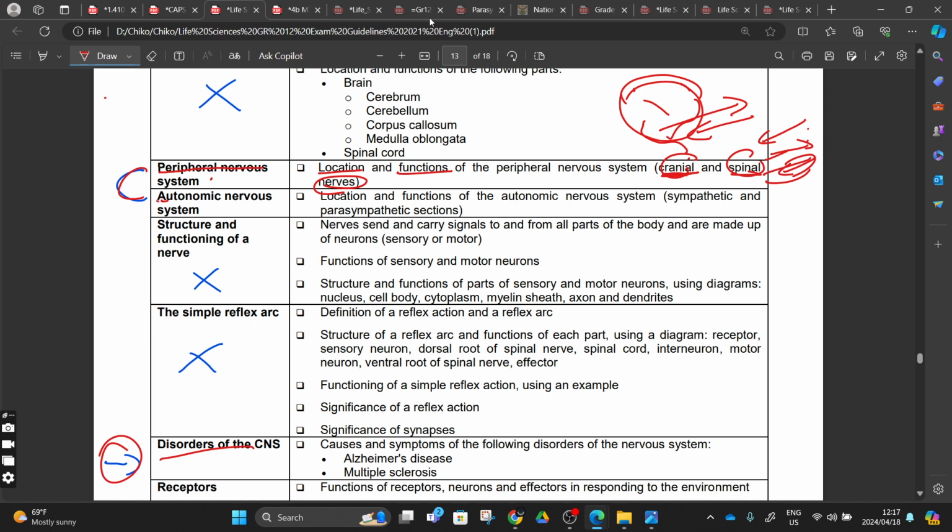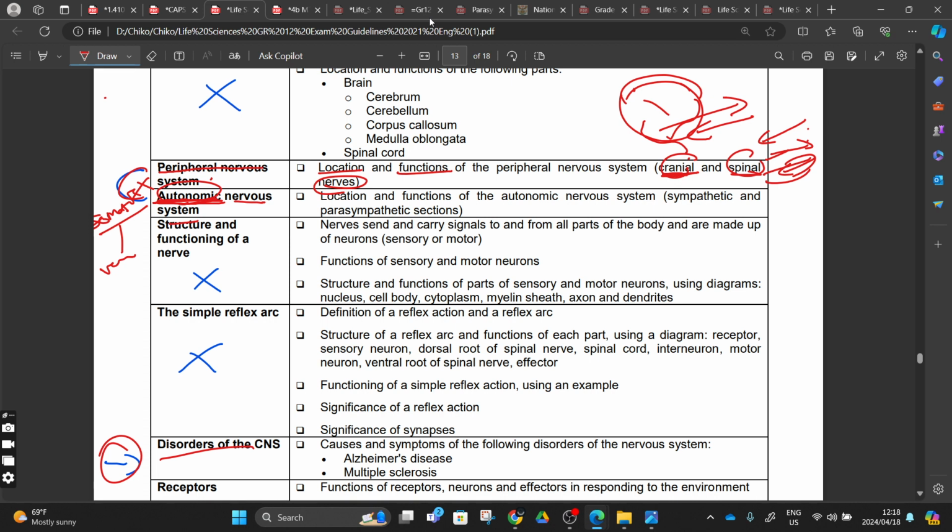Somatic and autonomic. Here you can see that we are only going to concentrate on the autonomic nervous system. The other part is just there for your knowledge, to know that the peripheral system is divided into two: the autonomic nervous system and the somatic nervous system. The somatic nervous system controls voluntary action, and the autonomic nervous system controls involuntary action.